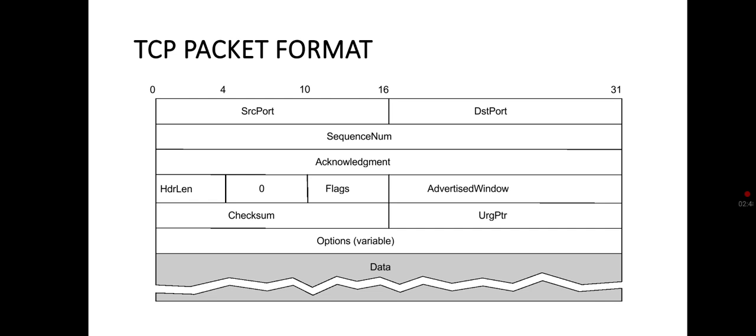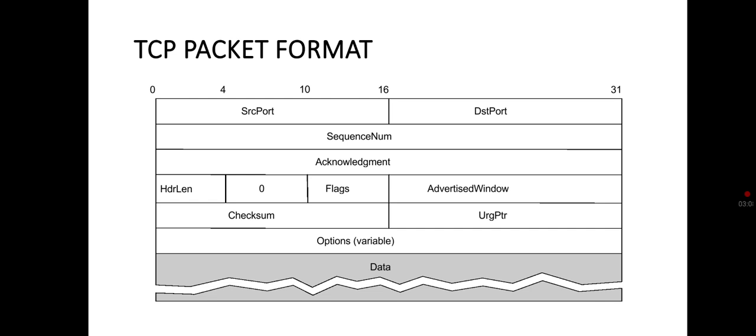The next is the sequence number. It contains a sequence number, that is, the number of the first byte of the data in the segment. And next is the acknowledgement number, the byte number of the segment the receiver expects next. The next is the header length, the length of the TCP header as 4-byte words.